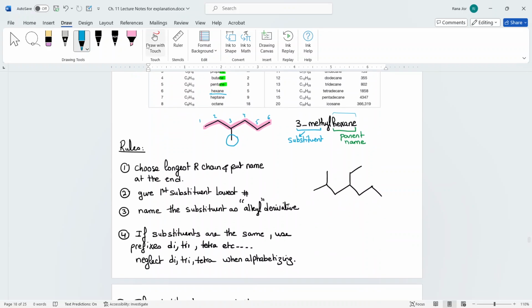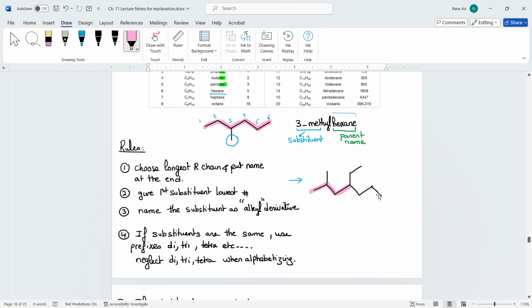Let's have another example. My rule is to choose the longest carbon chain possible. You start on one end. It doesn't matter. You can start from the right or start from the left. It really doesn't matter, but I always like to start from the left. So I'm going to start from the left, and I'm going to move along the chain to get the maximum possible number.